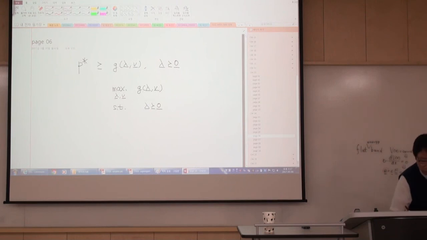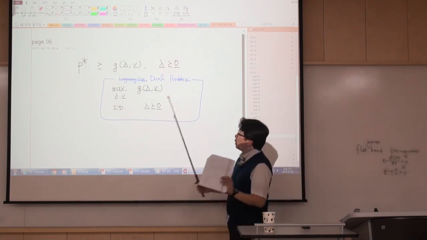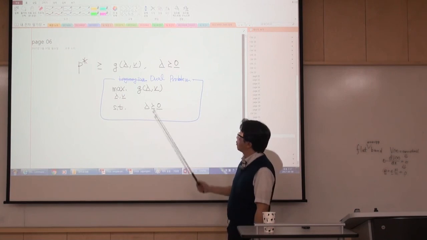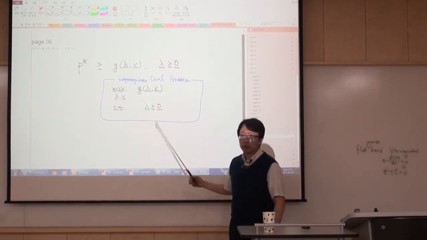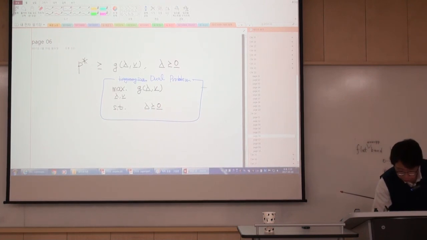This is called what? This is the Lagrangian dual problem, or simply dual problem. Got it? So now, given a primal optimization problem, now you have a dual optimization problem. And we call the optimal solution of this one D star.